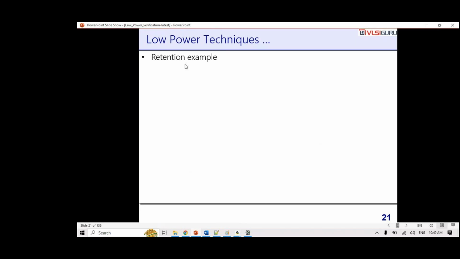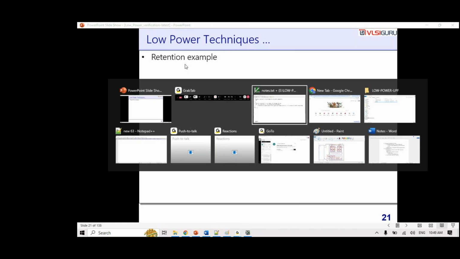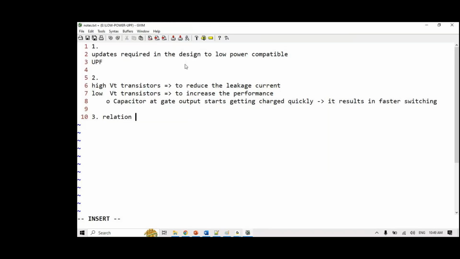Sir, the relation between threshold and high performance, I'm a little bit confused. The relation between threshold means high performance, low threshold, like that. One second. The relation between threshold voltage VT and performance.